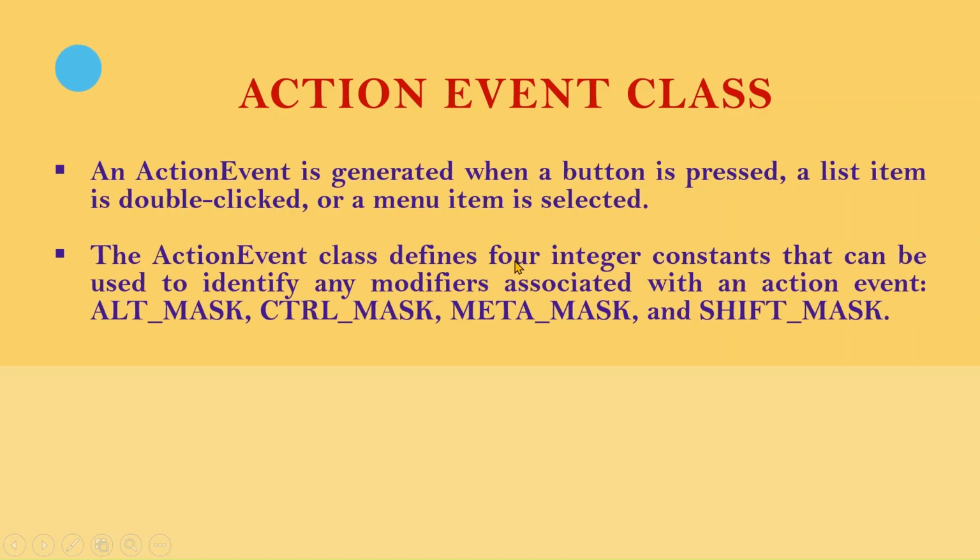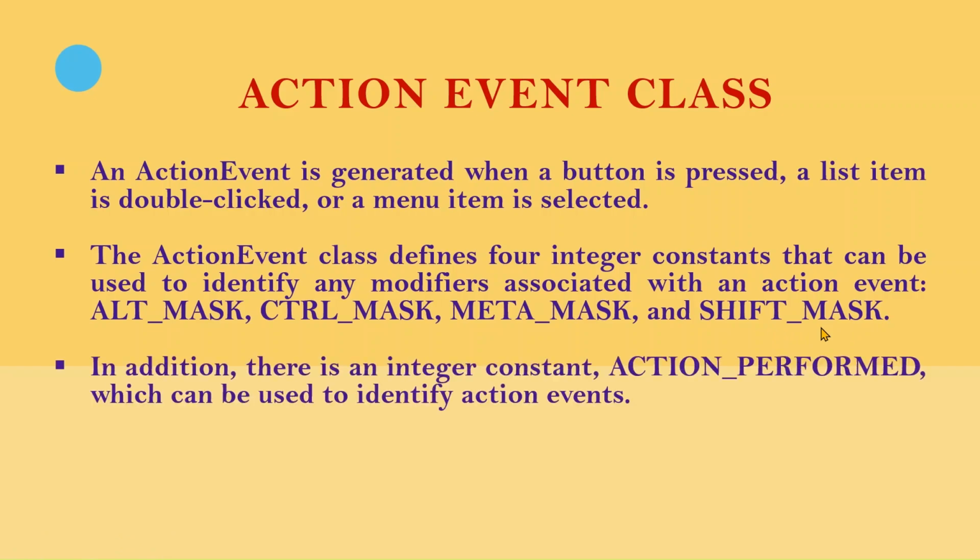Now the action event class defines 4 integer constants that can be used to identify any modifiers associated with an action event. If you press Alt, we have a constant called ALT_MASK. For the Control key, you have CTRL_MASK. For the Windows key, we named it META_MASK. And for the Shift key, we have SHIFT_MASK. So if you are trying to work with these control keys, that is the alternative keys also, still we can work.